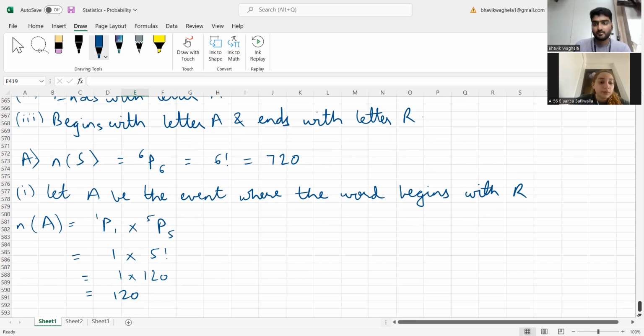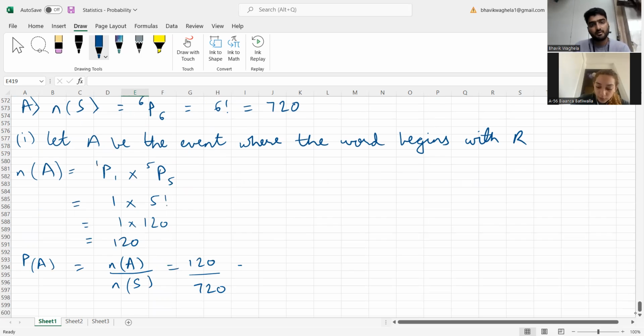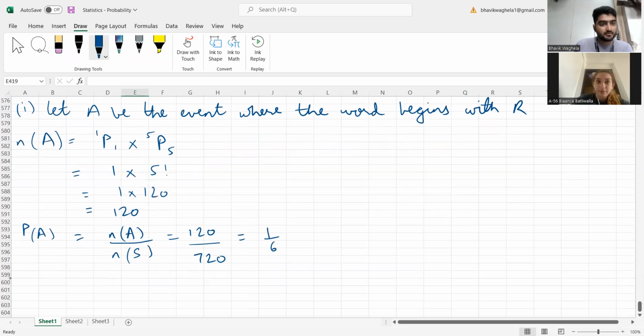What do we do next? Probability. It is N of A upon N of S. What is N of A? 120. And what is N of S? 720. How do you find the answer in fraction form? 720 divided by 120 is 6. So 1 upon 6. Good. We proceed with the second part.